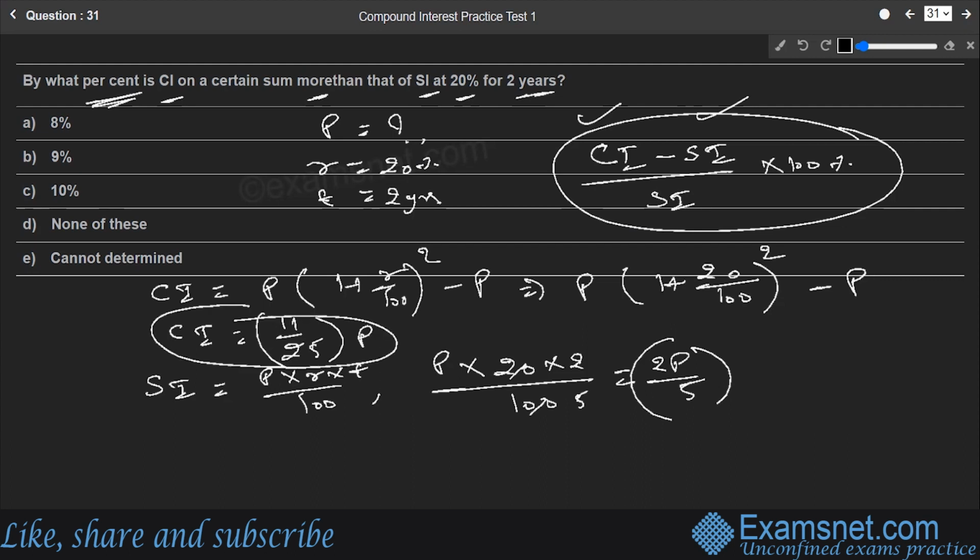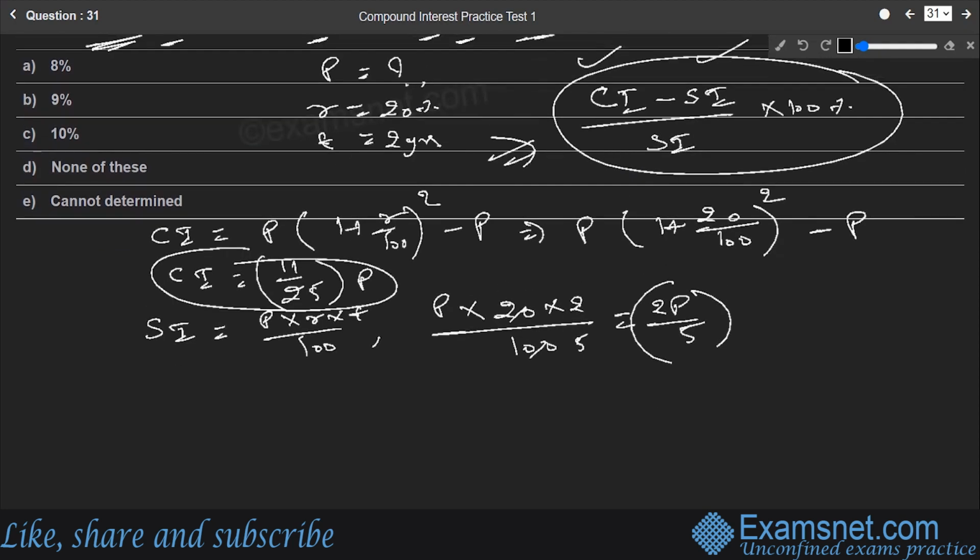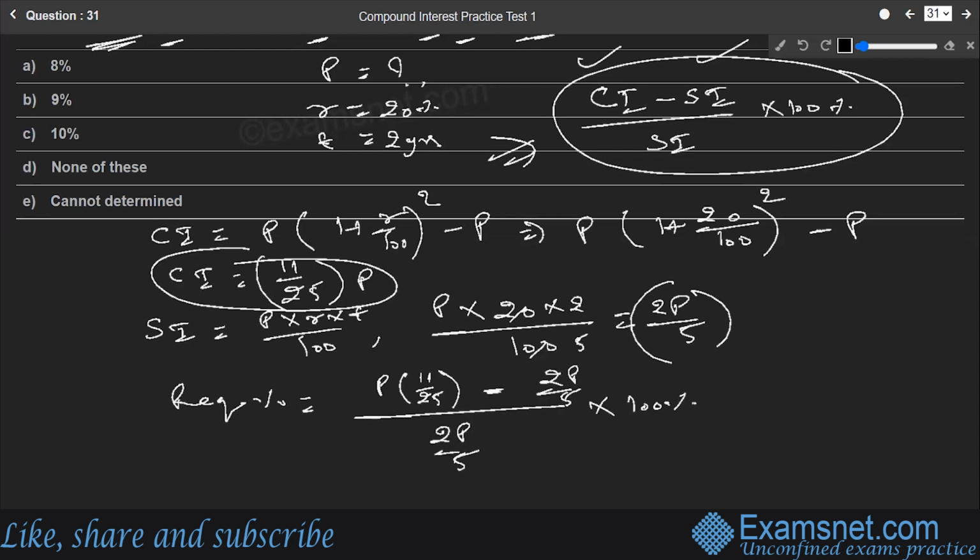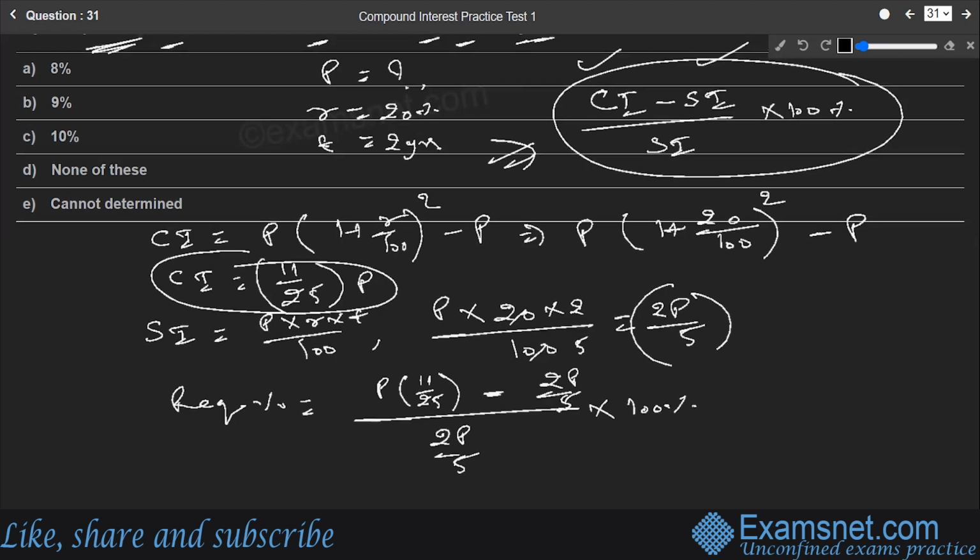Now we can go back to our original thing that we have done. The required percentage can be found by using the formula that we have evolved already. So the required percentage will be compound interest minus simple interest. That is, compound interest value was P into 11 by 25, minus simple interest value 2P by 5, divided by simple interest value, that is 2P by 5 again, multiplied by 100%. So this will be the percentage. How much percent is compound interest more than the simple interest?